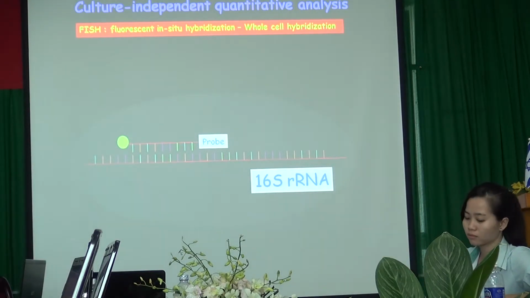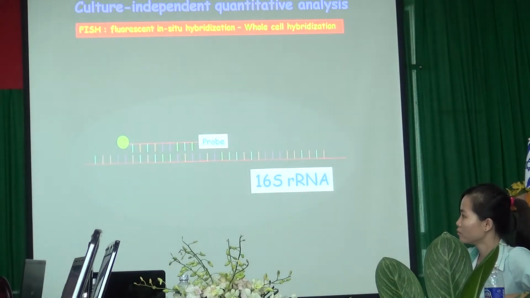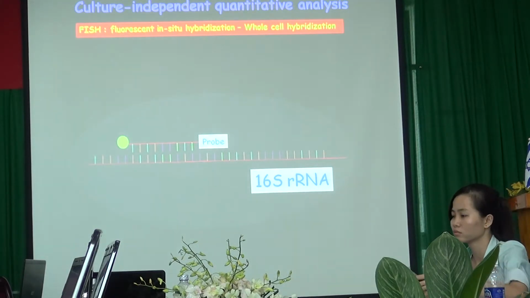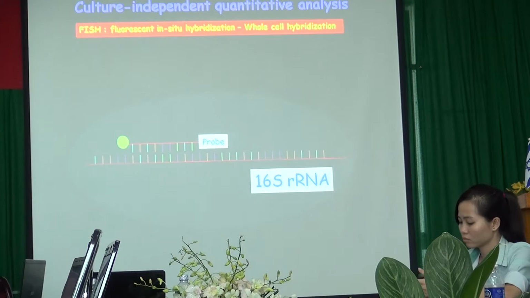Okay, fluorescent molecules are called fluorochromes. All right, and very common ones are fluorescein, or rhodamine. So these ones are very commonly used. This one is green, and this one is red.